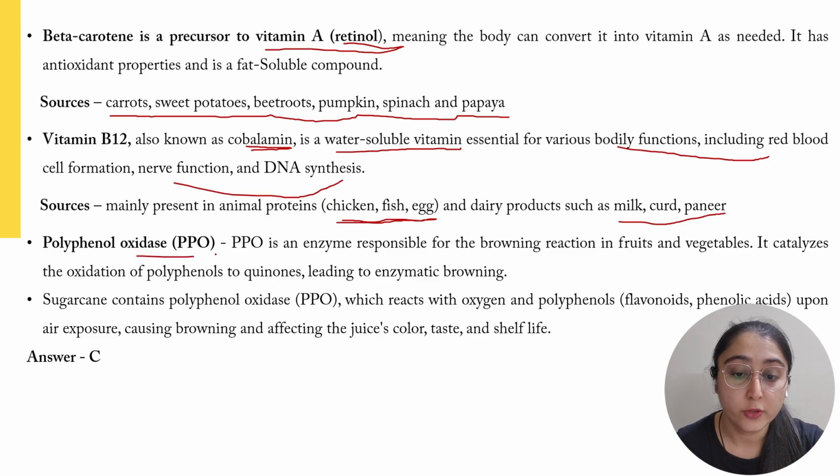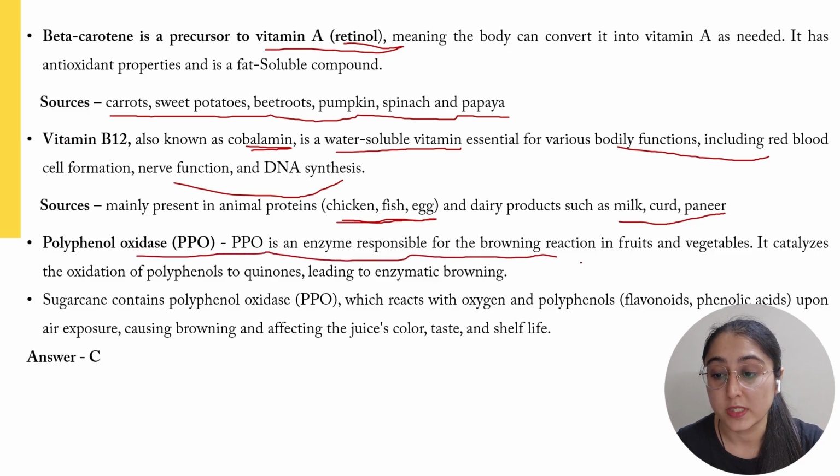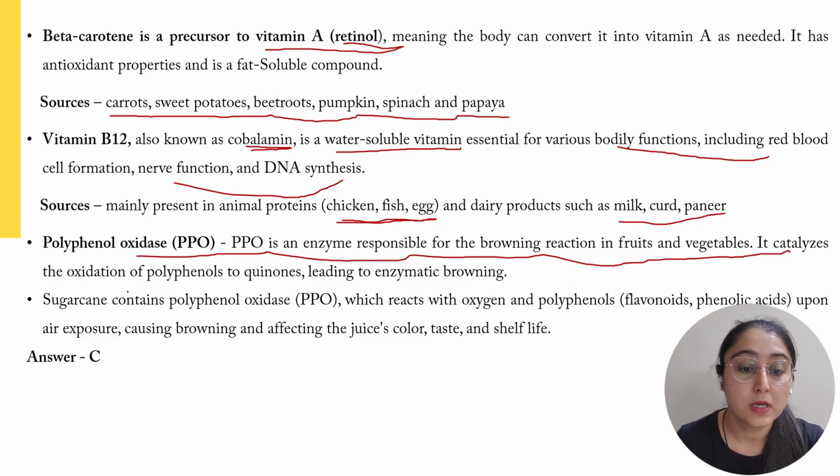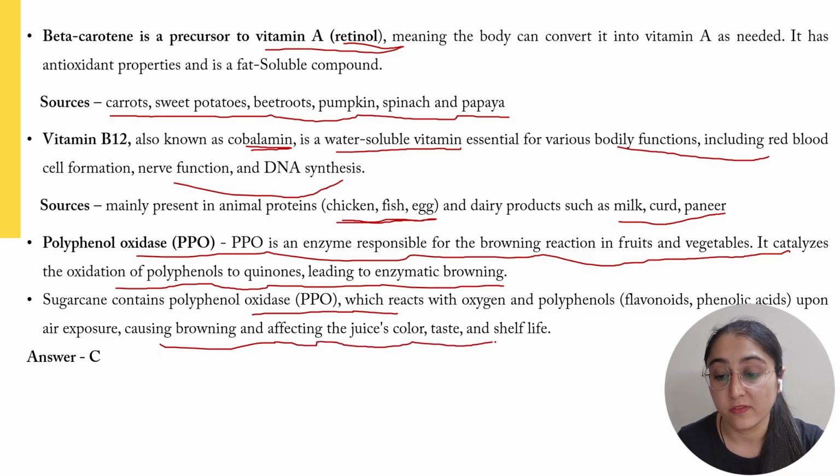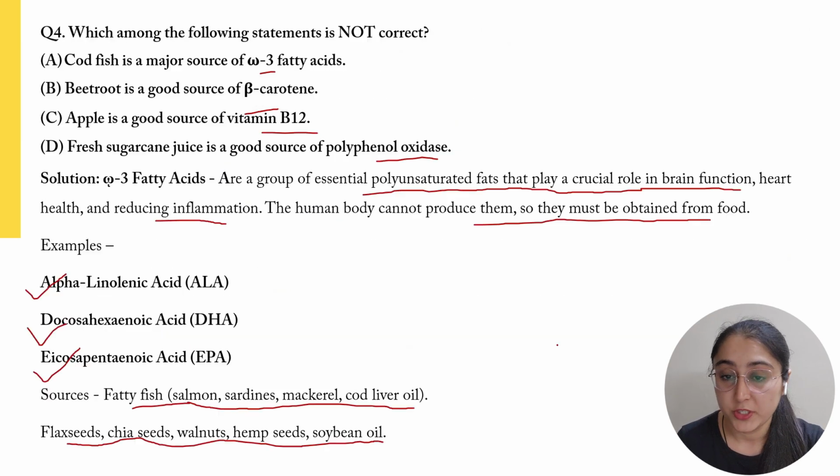Then we have polyphenol oxidase, which is an enzyme responsible for browning reaction in fruits and vegetables. And as we all know, it causes oxidation of polyphenol to quinones, and it leads to enzymatic browning as we see in case of apples. Sugarcane also contains polyphenol oxidase, which reacts with oxygen, and as a result, the juice is susceptible to browning, which can affect its color, taste and shelf life.